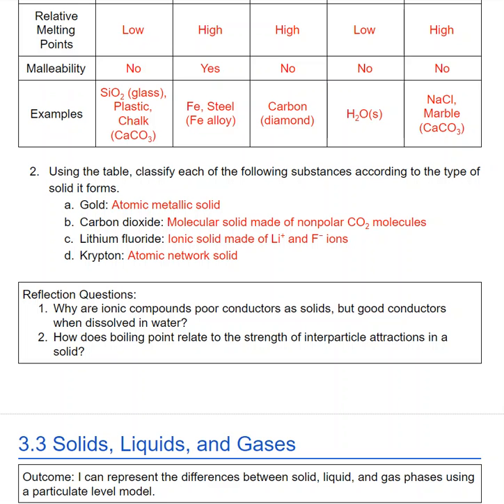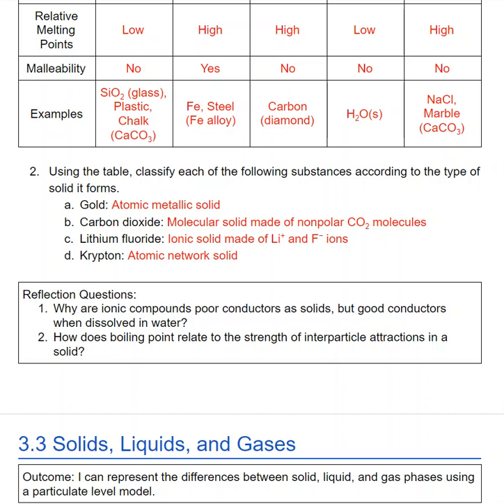So our reflection questions: why are ionic compounds poor conductors as solids, but good conductors when dissolved in water? As solids, all of those ions are stuck together and they can't move, so they can't carry any charge. So they're going to be poor conductors until you dissolve them in water. Suddenly now those ions are free from each other and able to move and carry charge with them.